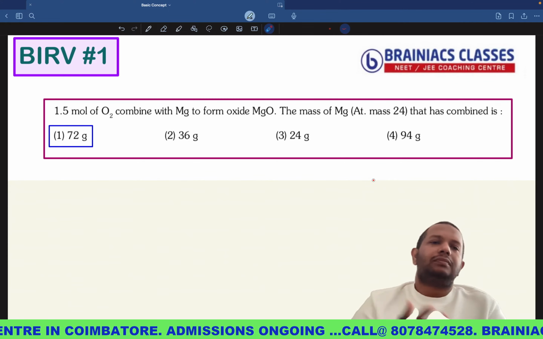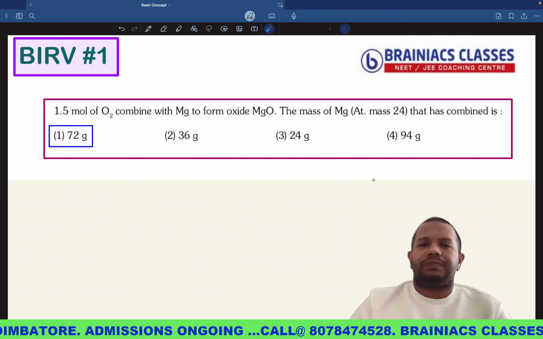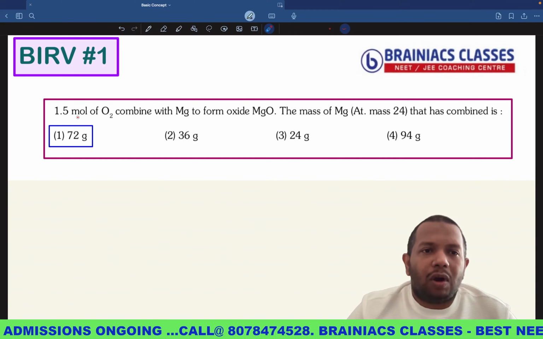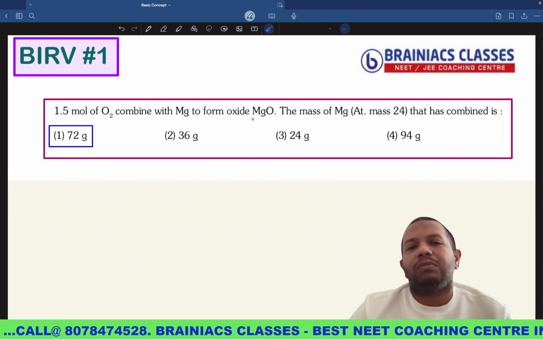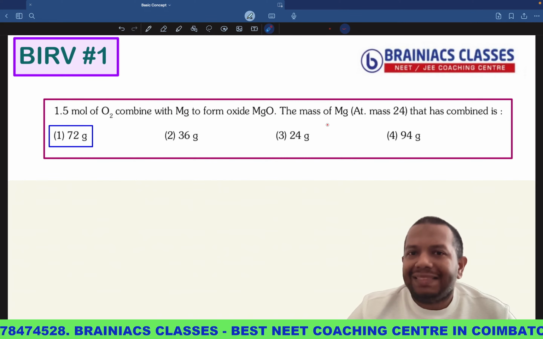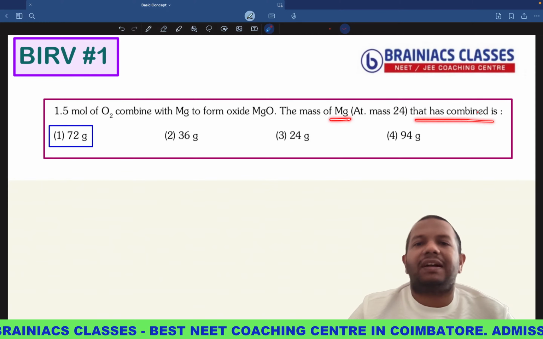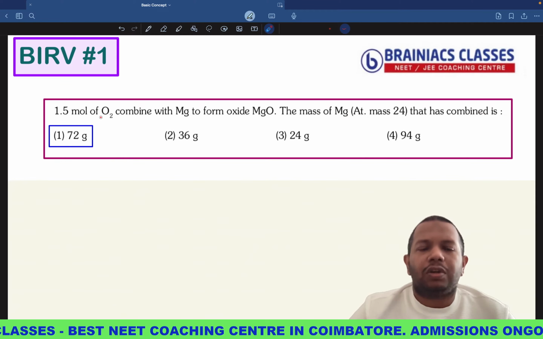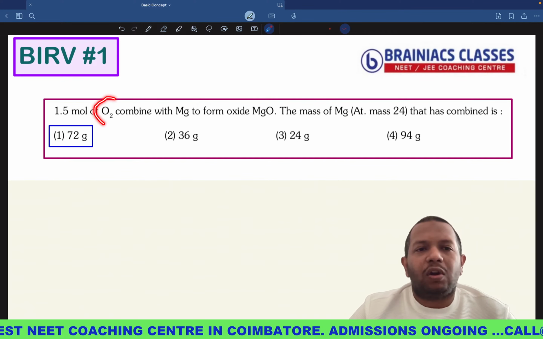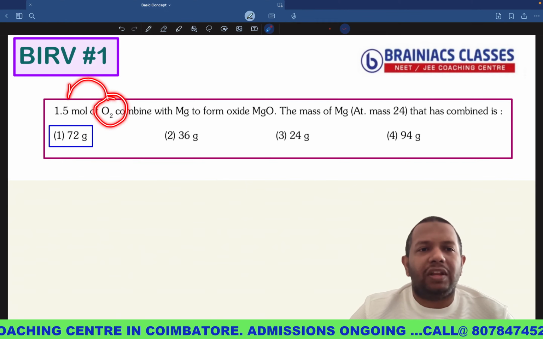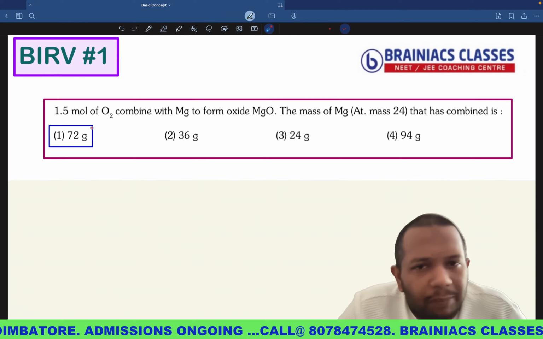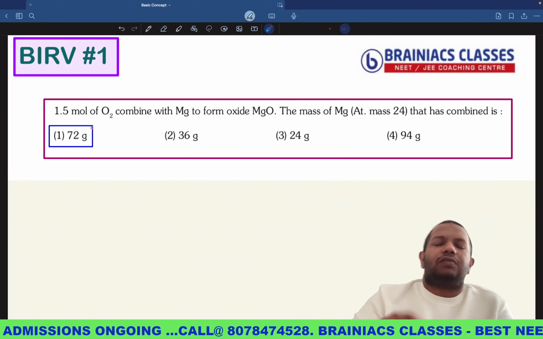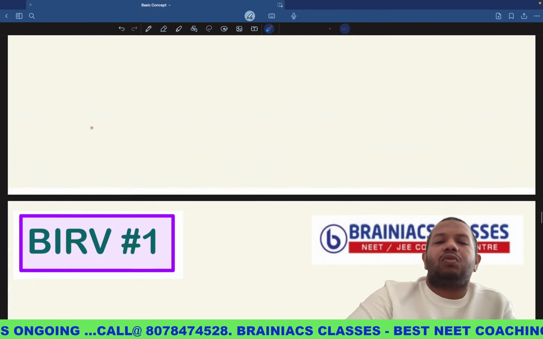Okay, now you have the question. You can read through the question. 1.5 mole of oxygen combines with magnesium to form magnesium oxide. The mass of magnesium that has combined, that's what they are asking. So here you can see that only one of the reactants' quantity is given. So here no concept of limiting reagent will come into the picture, correct? So let's try to write the equation and solve it.